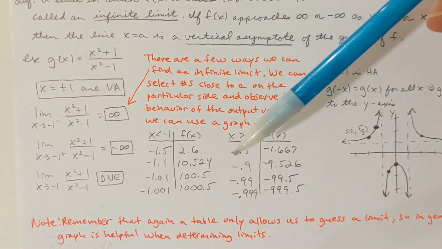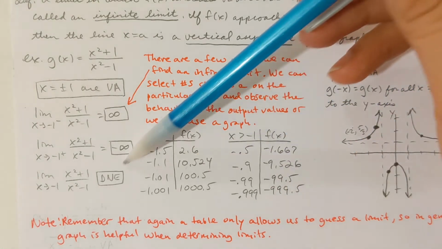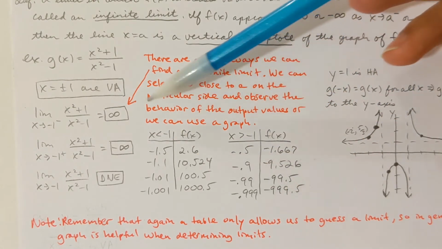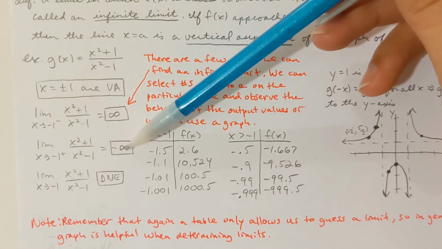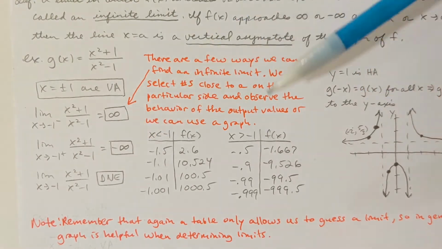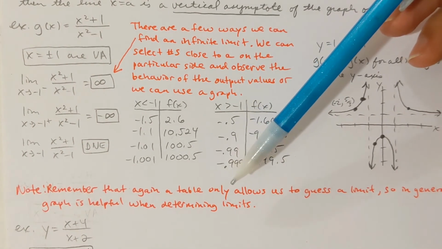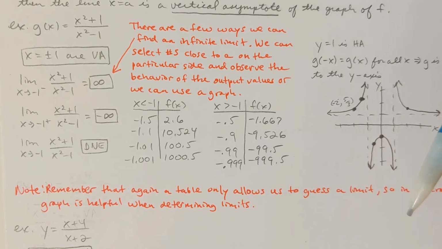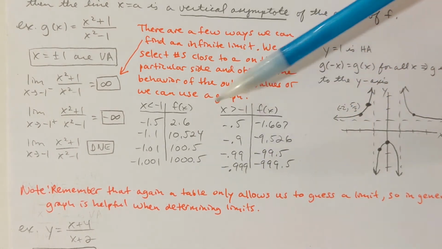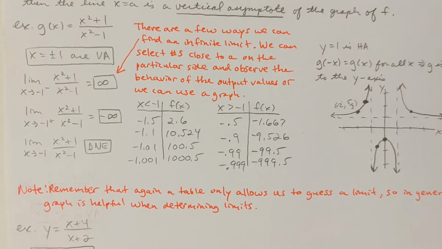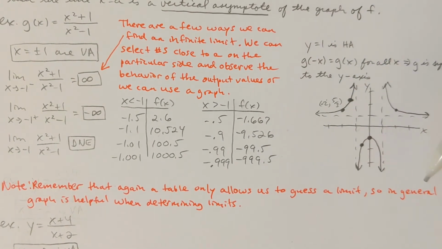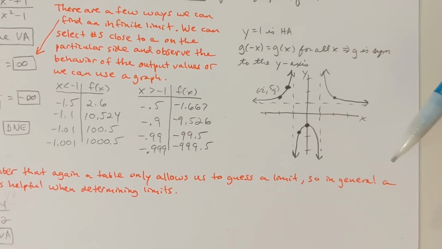The limit as x approaches negative 1 of g of x, that does not exist, right? In this case here, you'd be shooting off in different directions on either side of x equal negative 1. Now, remember what I had said earlier, that a table is only allowing us to guess the value of a limit. Now, in the case of an infinite limit where you've already concluded that, hey, the answer is either going to be infinity or negative infinity, a table is an okay option in my opinion. But a graph is also helpful in determining limits here.